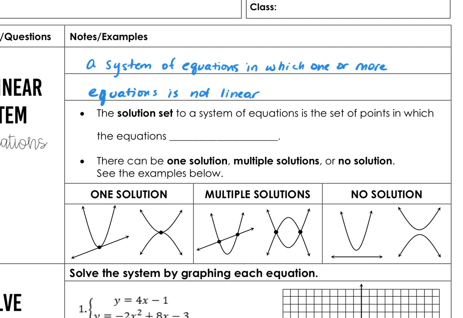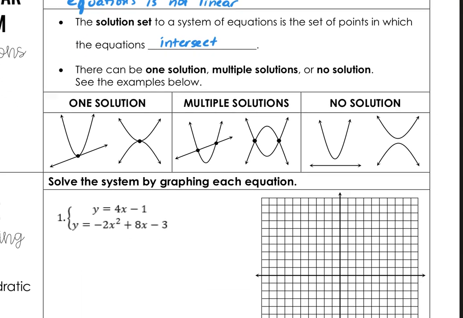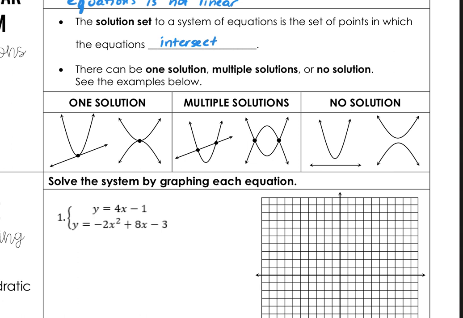All right, so the solution set to the system of equations is the set of points where they intersect. So you might have one solution, multiple solutions, or no solutions. So basically, one of your equations is going to be for a line, and one is going to be for a parabola, and you have to figure out where they intersect.